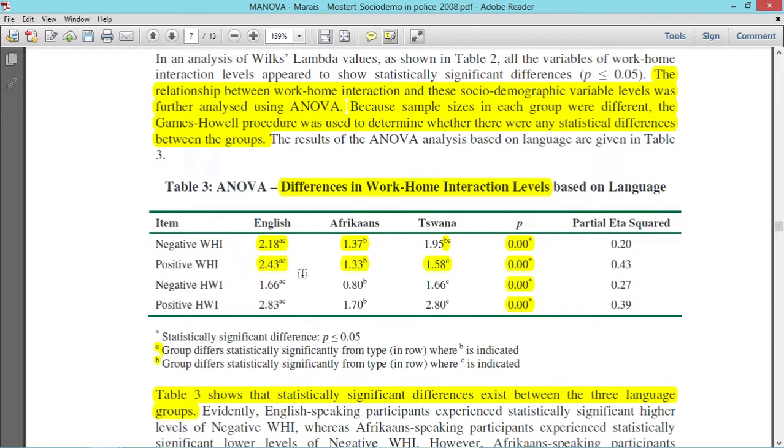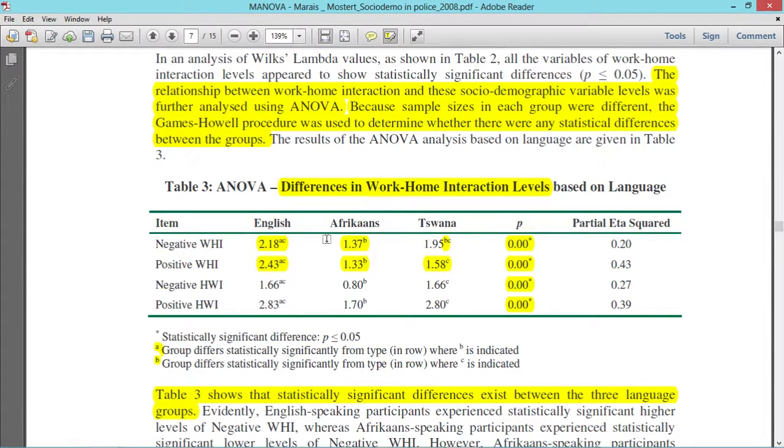Okay, and then if a number is marked with B, it means that it differs significantly from the group where the C is indicated. So let's look at a B. Okay, so Afrikaans differs significantly from Tswana and English in terms of the positive work-home interaction or the levels thereof that they experience.